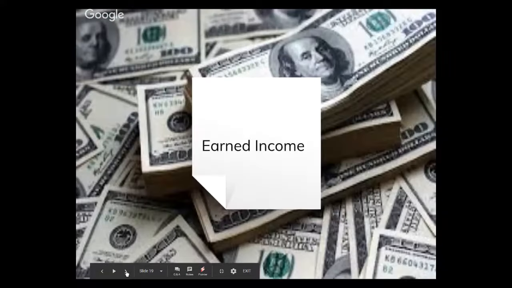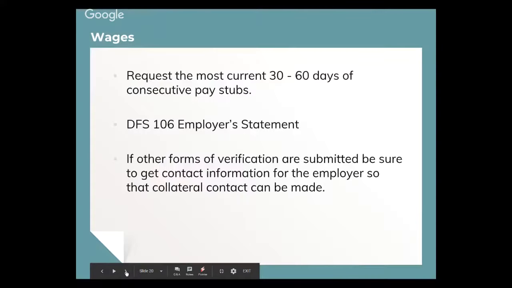Okay, moving on to earned income. When we're looking at wages, we're going to request the most current 30 to 60 days of consecutive pay stubs, generally. Do they have to be consecutive? If they're paid every 2 weeks, and out of the most current 3 paychecks, they bring us the first and the third, can we use those? We sure can, because we can look at the year to date, we can crunch the numbers, and we can figure out what that middle paycheck was.